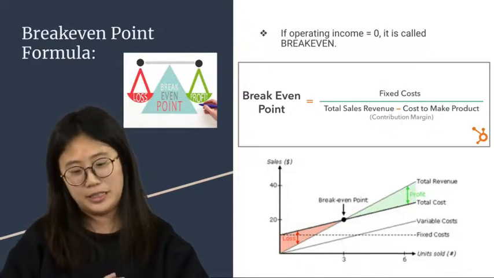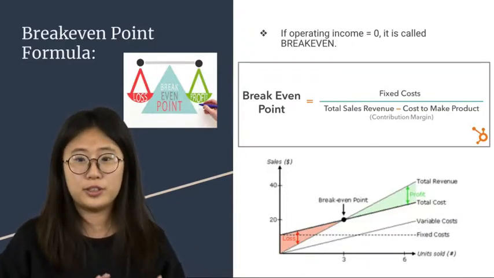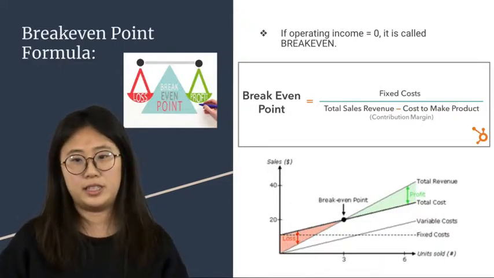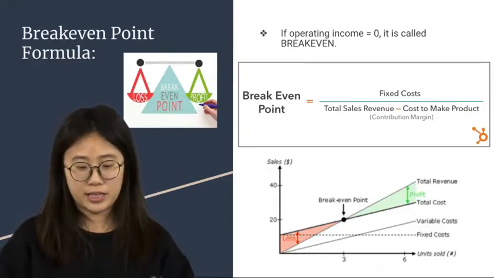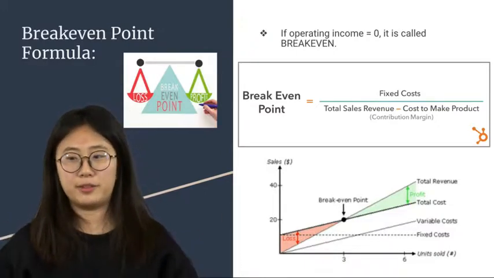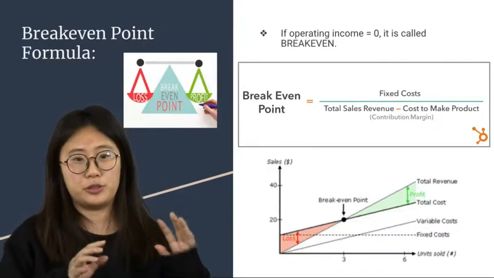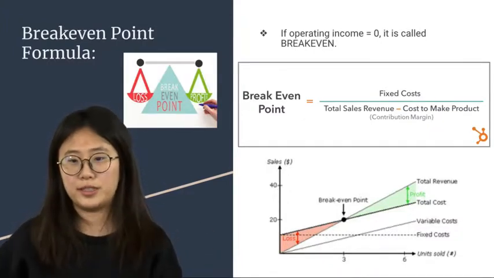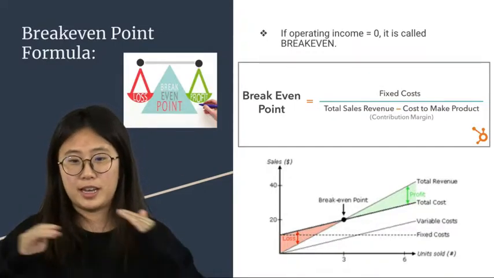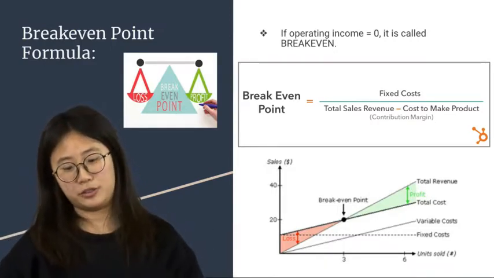This formula is really simple. You just use your fixed cost divided by the total sales revenue minus your cost of the products, which is equal to your contribution margin. As you can see in the picture, the break-even point is so important for the business to take care of because it shows you your loss and profit. Everything beyond the break-even point would be your profit. Everything below the break-even point would be a loss for your business.